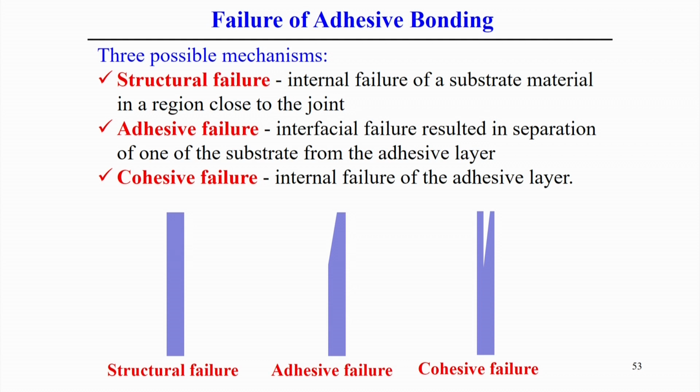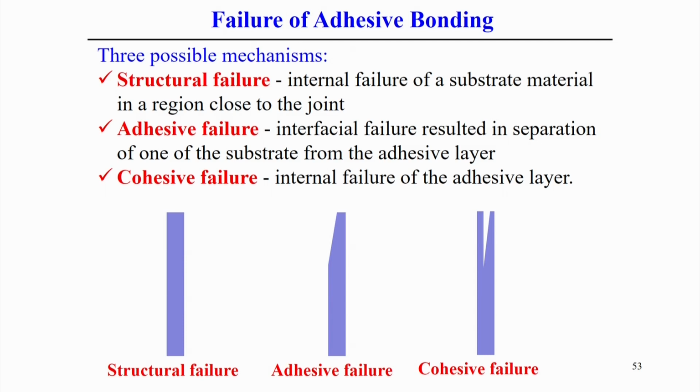Here we can see the internal failure of a substrate material in the region close to the joint. So, the failure is more in the substrate material, not actually inside the components of the adhesive part. Then adhesive failure means interfacial failure, resulting in the separation of one of the substrates from the adhesive layer. So, near the adhesive layer there is a failure.